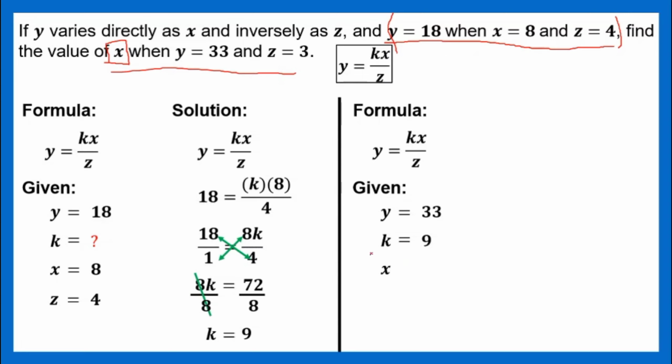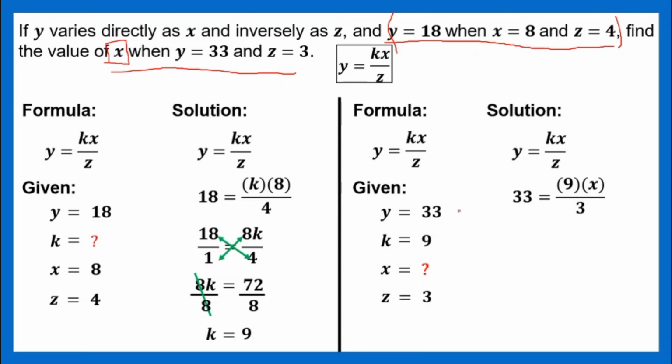So, for x, unknown siya. X is question mark. For z, that's 3. Ayan. Then, solve na natin. So, for solution, don't forget to write the formula y is equal to kx over z. Then, substitute. Yung y naging 33, check natin, correct. Yung k naging 9, correct. Yung x naging x pa rin kasi unknown, correct. Yung z naging 3, correct.